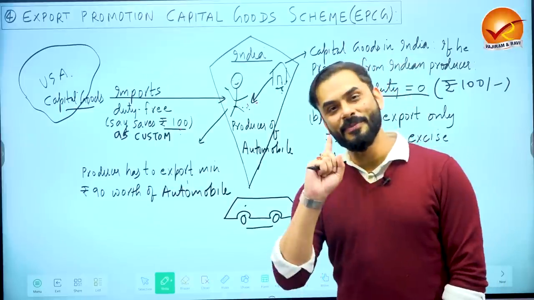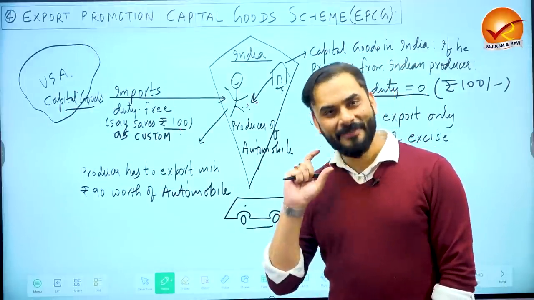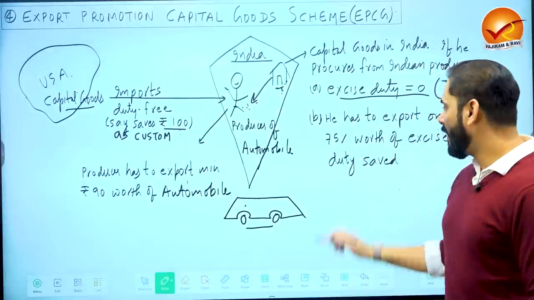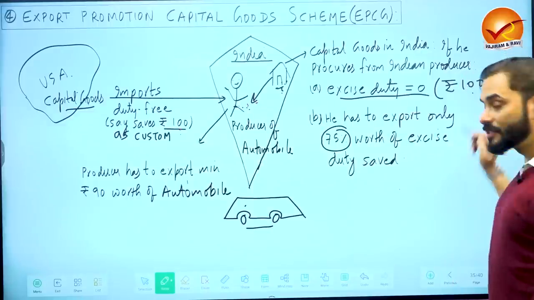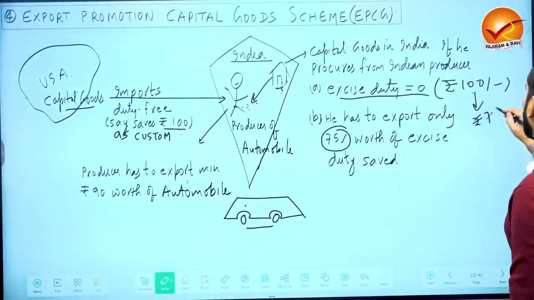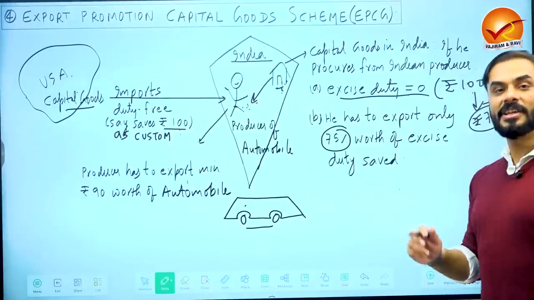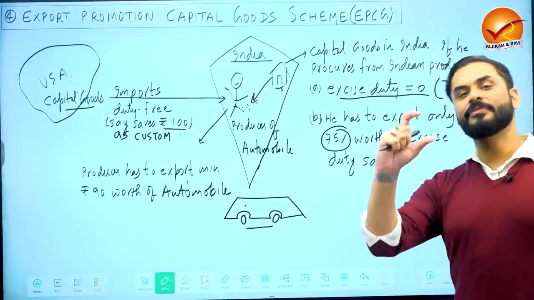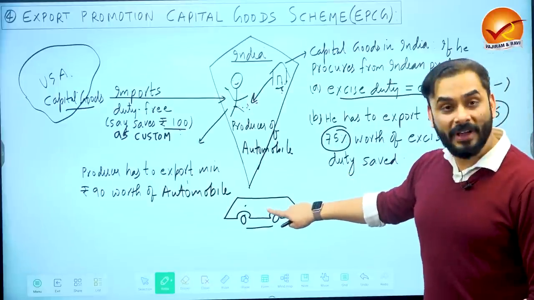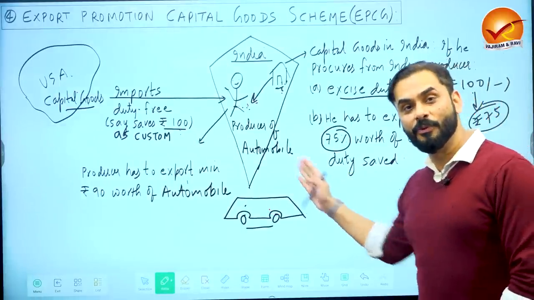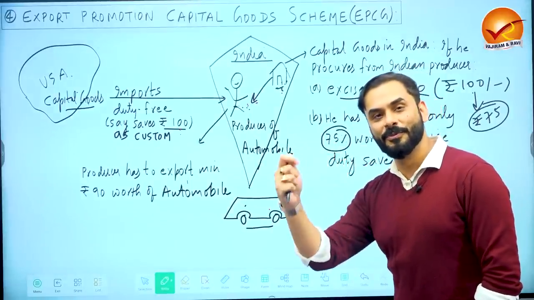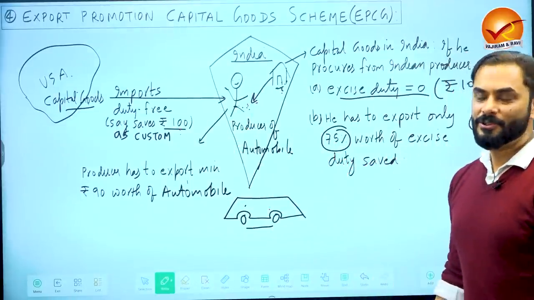In return, you have to promise just one thing: whatever excise duty you save, if you buy something within India, you have to take 75% of this excise duty. What is 75% of 100 rupees? 75 rupees. So the government of India says whatever excise duty you save, take 75% of it, and you promise the government of India that when you manufacture automobiles, you will export a minimum of 75 rupees worth of automobiles outside India. So this is the scheme.